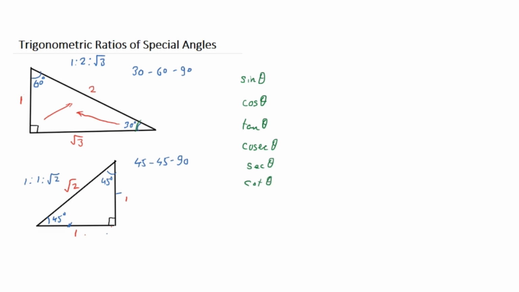And since the angles are going to be variable, let me take the ratios for 30 degrees, 45 degrees, and 60 degrees. So now let's just come to calculating the ratios.